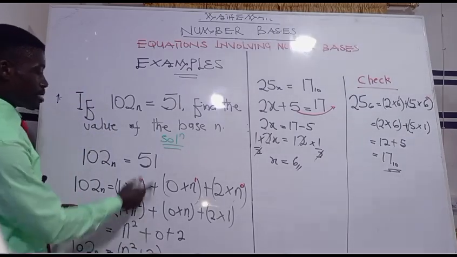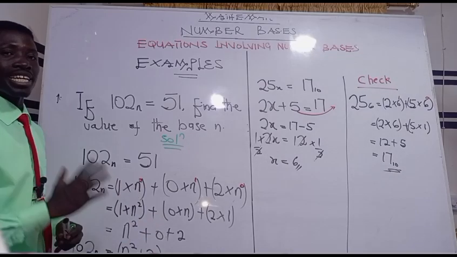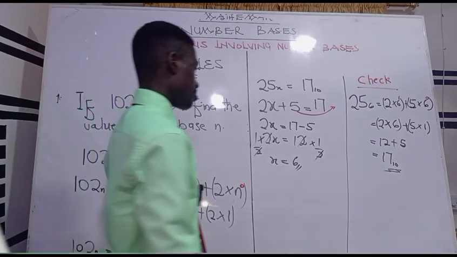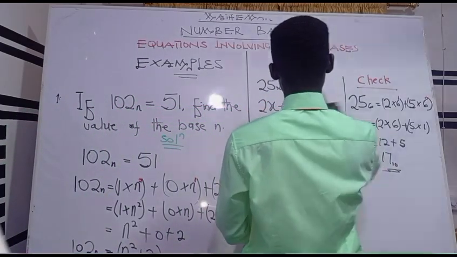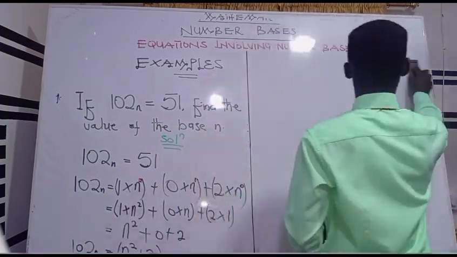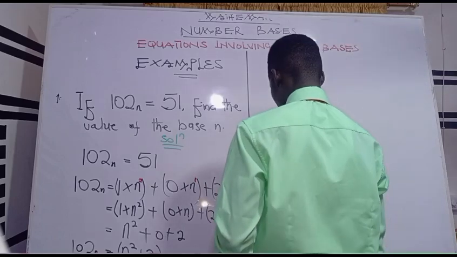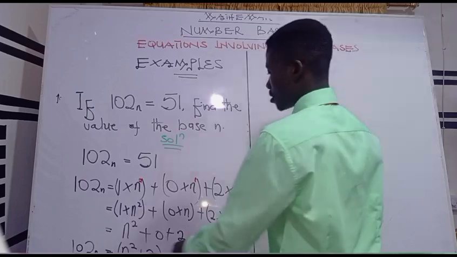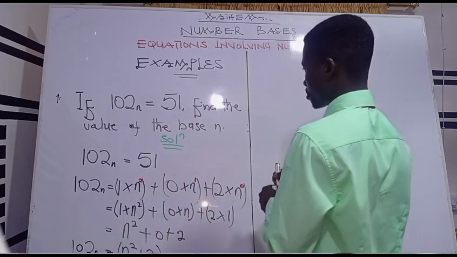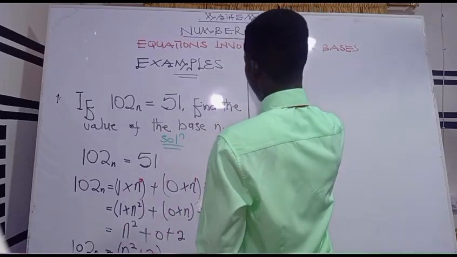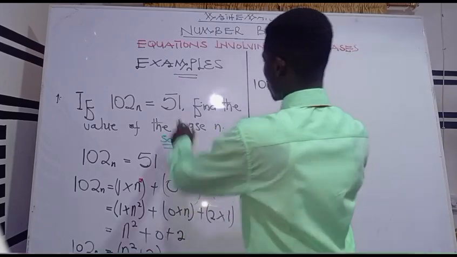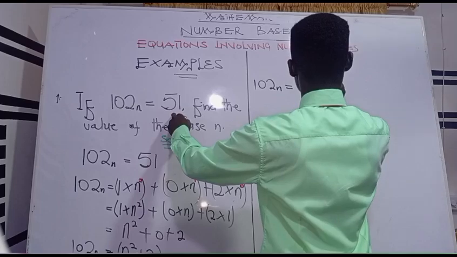So we have expressed this in base 10. All of these are in base 10, so we can equate them and then solve for the value of x. So let's continue from here. We have 102 base n is equal to 51 base 10.